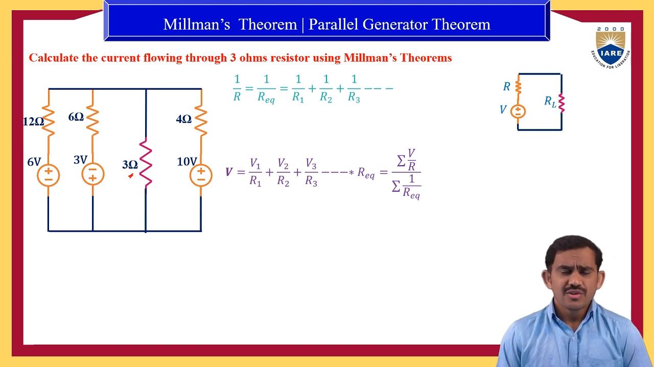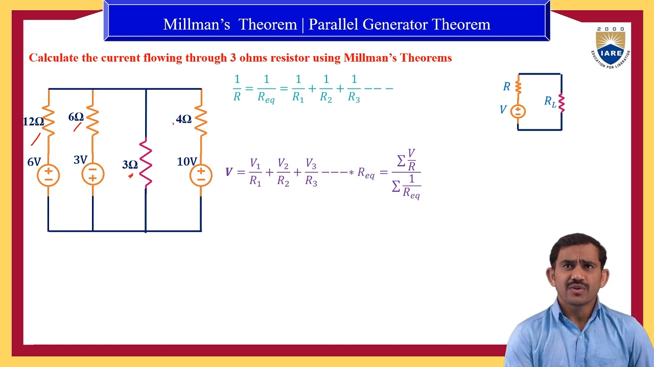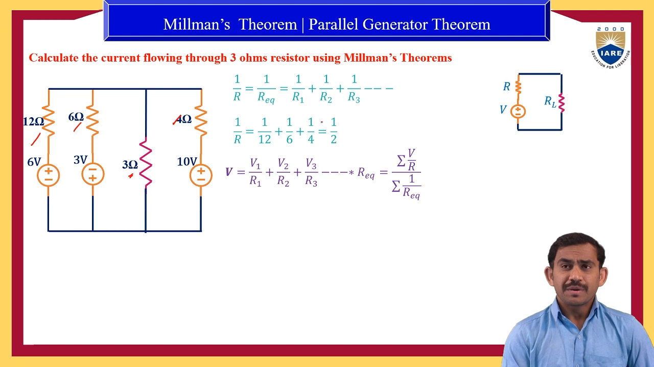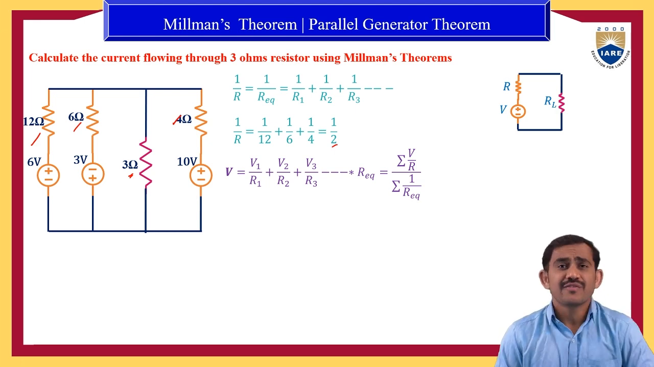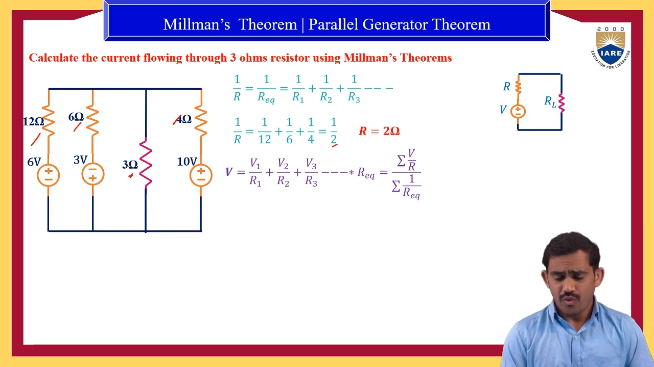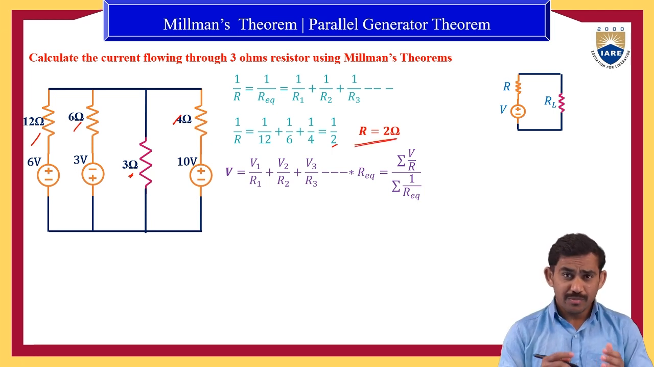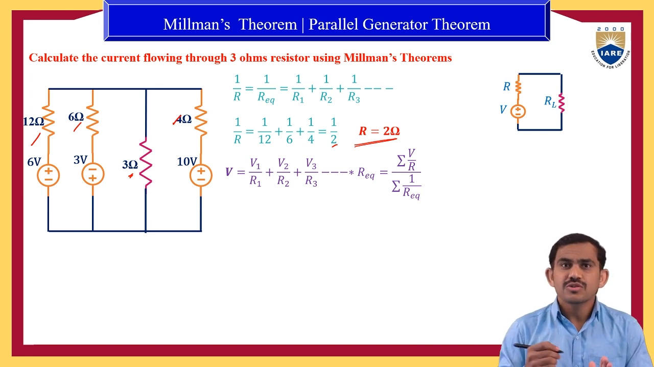So what is the R value now? 1 by 12 plus 1 by 6 plus 1 by 4. The value is 1 by 2. But I require the R value, not the 1 by R value. So what is the R value now? Your R value is 2 ohms. Don't write that the R value is 1 by 2. 1 by R equals 1 by 2, so you need to write R equals 2.